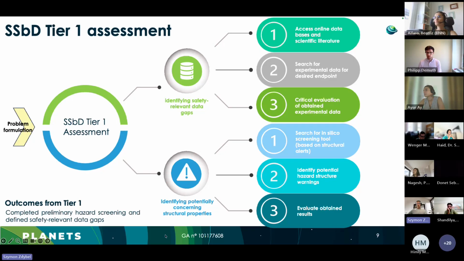The second pathway is about identifying structural properties of concern. If we lack experimental data, we use basic in silico screening tools to look for structural alerts. We identify potential hazard warnings based purely on the chemical's shape and composition, and then evaluate those results. So the outcome of this step is a clear map of our data landscape. We have completed our preliminary screening and precisely defined our safety-relevant data gaps.